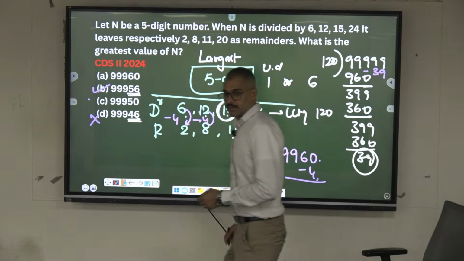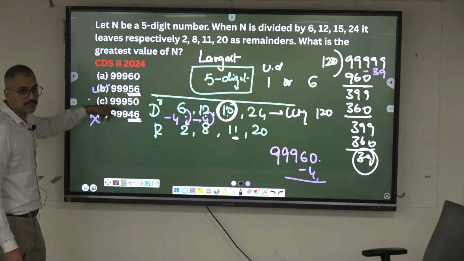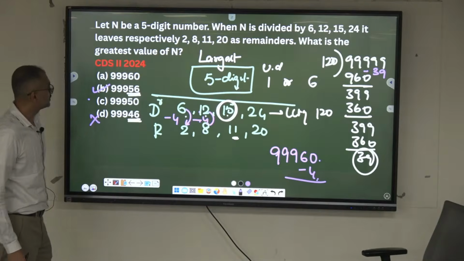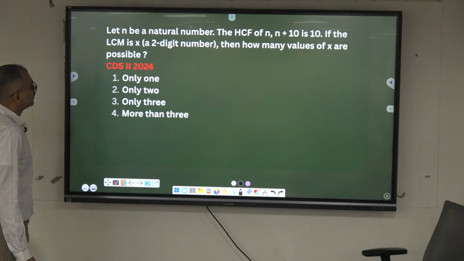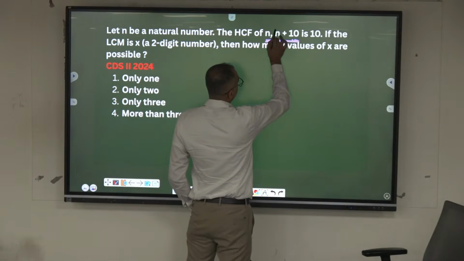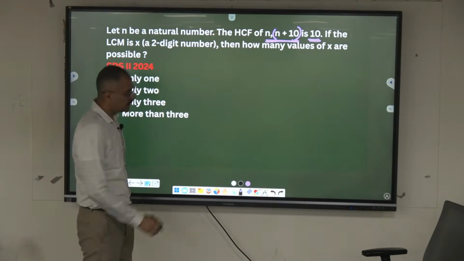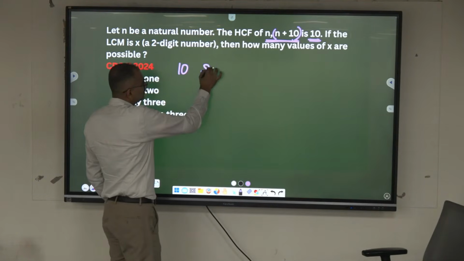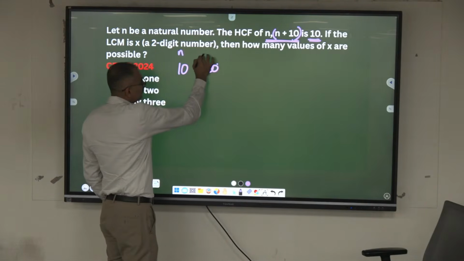Okay, shall we move? Many times we are seeing this kind of questions. Let n be the natural number. The HCF of n and n plus 10 is 10, if the LCM is x. Give me a number in the form of n and n plus 10. There are 2 numbers whose HCF is 10: 10 and 20. Can I take n and n plus 10? If I take n as 10, n plus 10 will be 20.